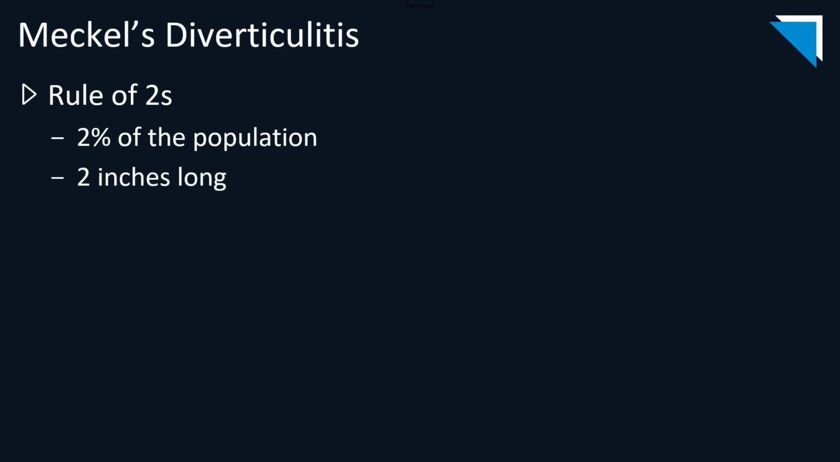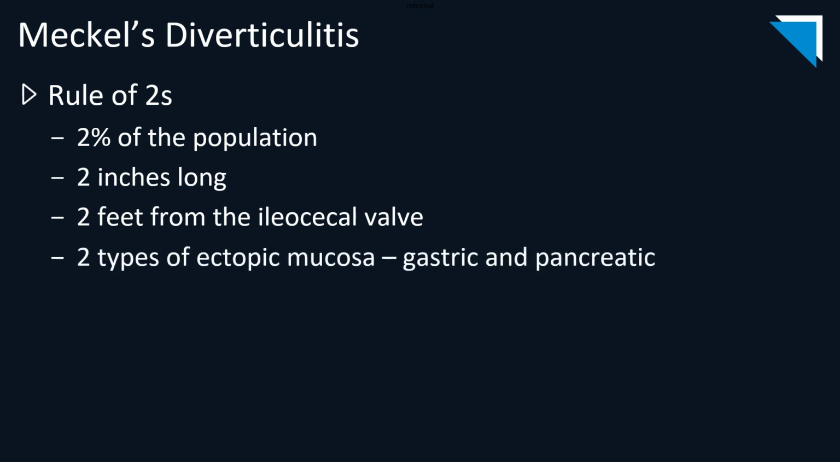Let's just quickly review some of the features of Meckel's diverticulitis. We all recall the rule of twos. It affects 2% of the population. Meckel's diverticula are typically approximately 2 inches long, and they live approximately 2 feet from the ileocecal valve. They contain two types of ectopic mucosa, both gastric and pancreatic, the gastric mucosa being the reason for increased activity on technetium-99 pertechnetate scans. And finally, they most commonly present in patients approximately 2 years of age.